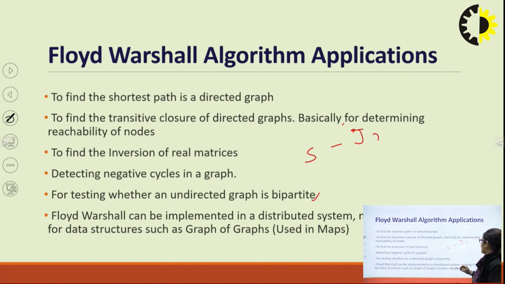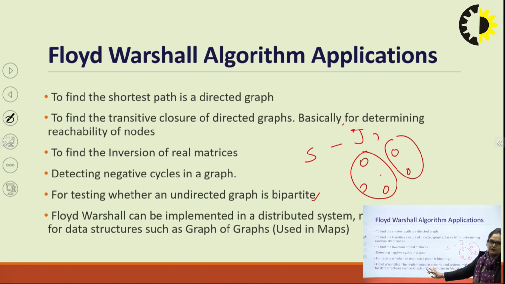What is a bipartite graph? If there are, suppose, n number of vertices in a graph, and if we are able to subdivide those vertices into 2 different components, then that graph will be bipartite. Otherwise, it will not be bipartite. And the Floyd-Warshall algorithm can also be implemented in a distributed system, making it suitable for data structures such as graphs that can be used in maps. So these are a few applications of the Floyd-Warshall algorithm.